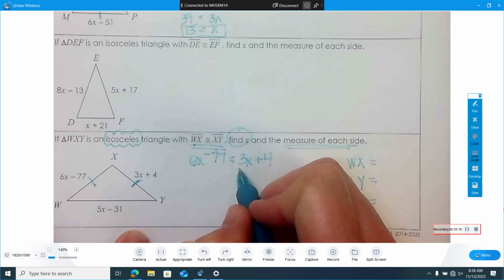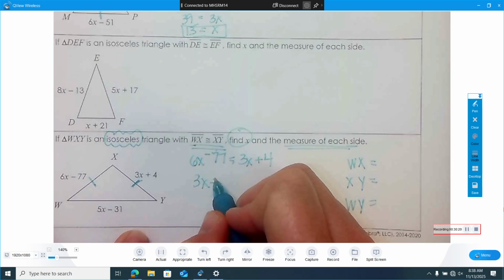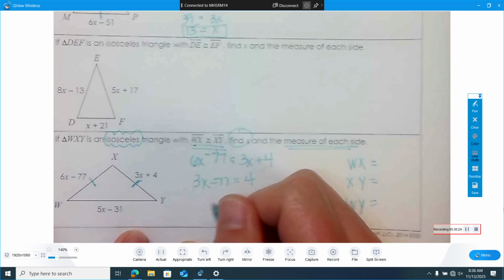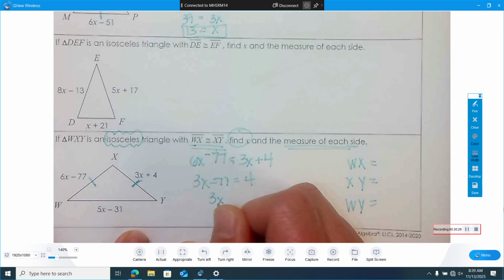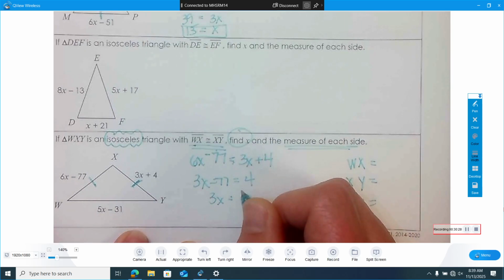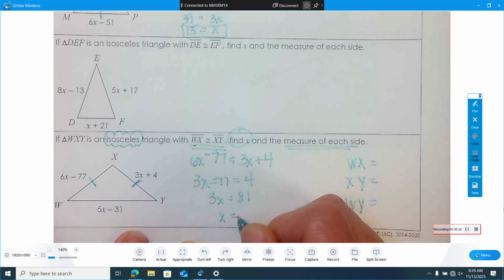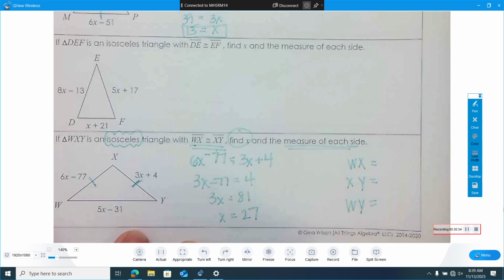All right, I'm going to go ahead and subtract 3x. I'm going to add 77 to both sides. So, what is that, 81? 81. All right, and then divide by 3. That's 27. That was all mental math, ladies and gentlemen. Yeah, 27.